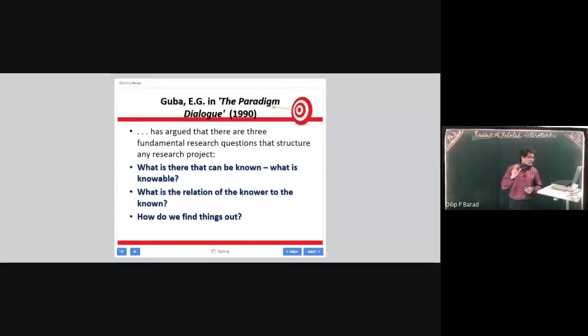Then the second one, what is the relation of the knower and the known? Now, how are you related with that topic? For example, many times the topics are very emotional. In that case, our identities get so attached with our topic that we get emotionally connected with those topics. Now, what happens when we do that is that we cannot question or critique anything with which we are emotionally connected.